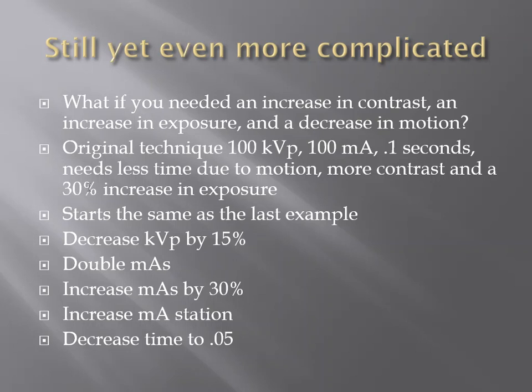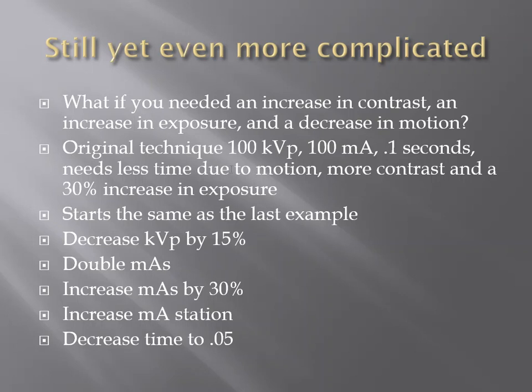So what this quiz is going to entail, and the test especially, are multiple steps. So what if you needed an increase in contrast, an increase in exposure, and a decrease in motion? You're not really changing the mAs value here, but you're going to have to calculate something that would give you shorter motion. And what are the ways that you control motion? Good patient care, good instructions for the patient. But machine factors are the timer setting that you use.